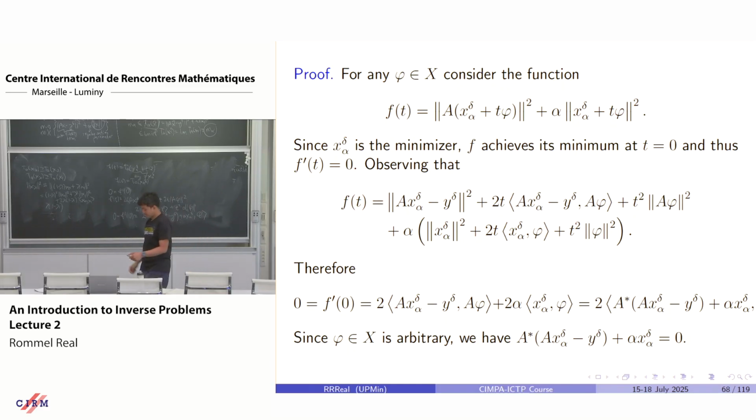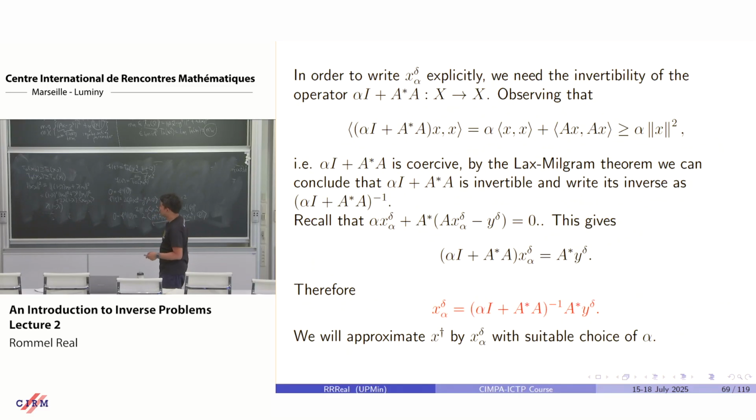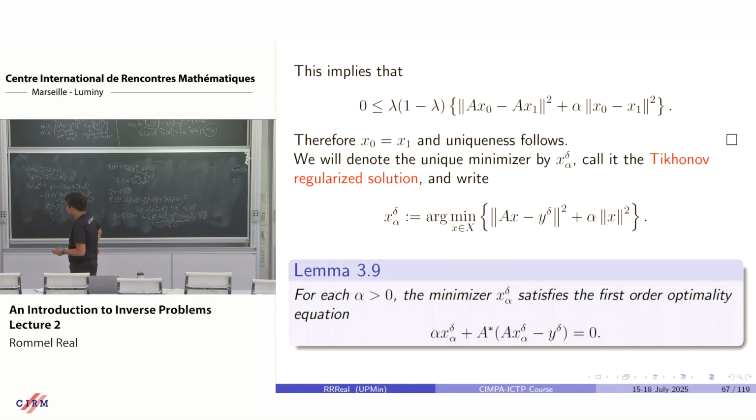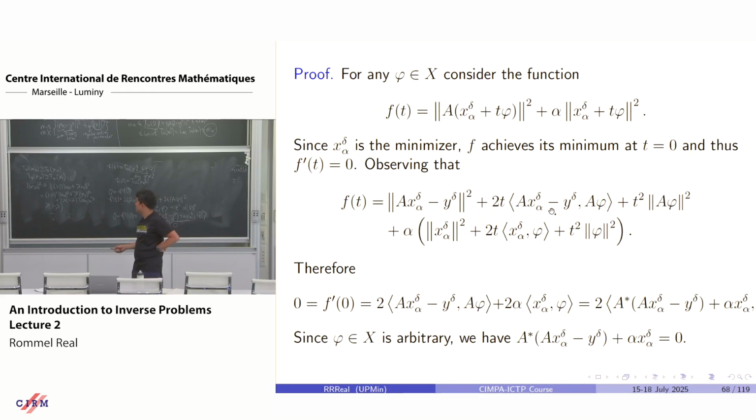Okay? Because phi is arbitrary, that means this term here must be equal to 0. And then we prove that result. But note, if you look at this one, we're only using this first order optimality equation. But in the convergence analysis, we will use more this one, which is the minimizer of the Tikhonov functional.